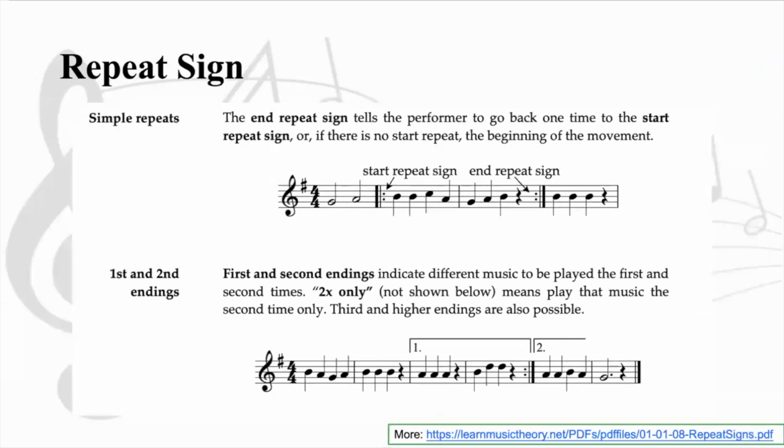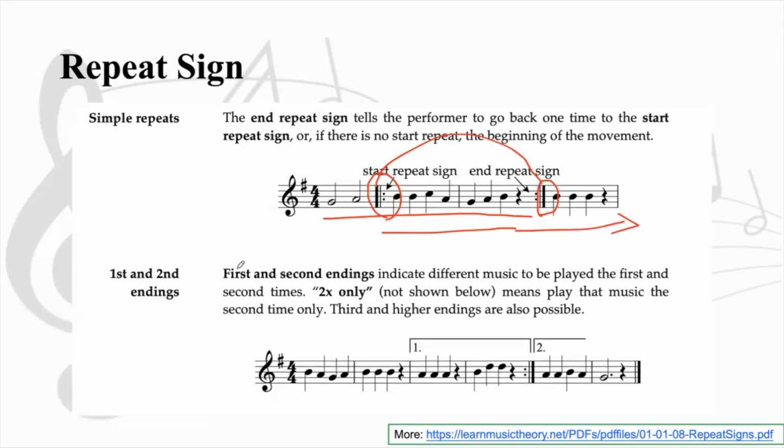And for other repeat signs, we have a very easy one, the simple repeats. That means two repeat signs. Okay, we have two repeat signs here, here, and here. So this is a start point and the end point. So when we are playing, we will sing like this, come to here, and then we come back to here again, and we will go here.